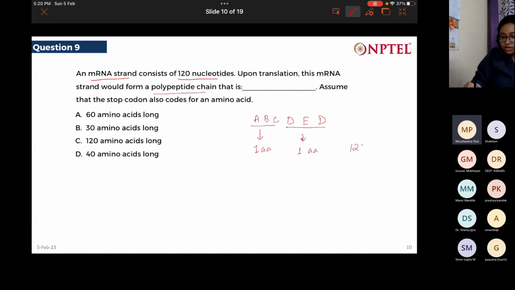To get the number of amino acids, simply 120 divided by 3, right? That will give me the total number of amino acids. It is 40 amino acids, correct? So the correct answer will be 40 amino acids. The polypeptide chain that we get will have 40 amino acids. Could everyone understand this? It's quite easy actually. Okay.